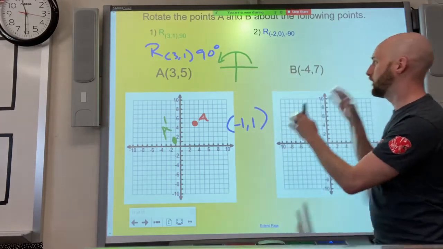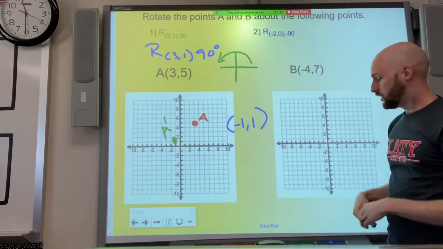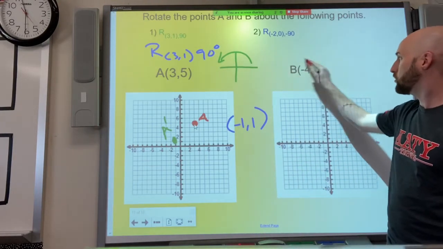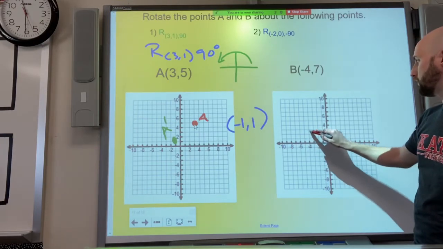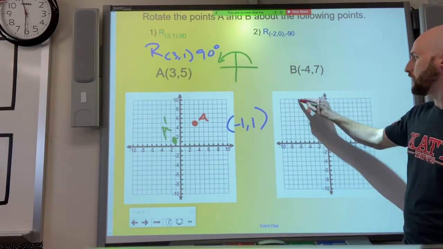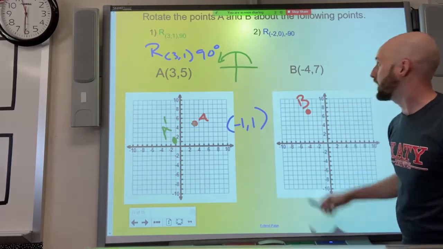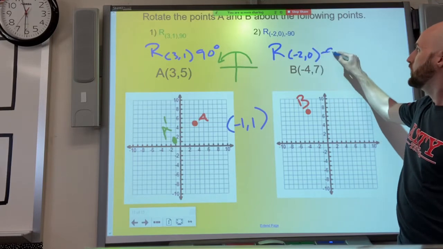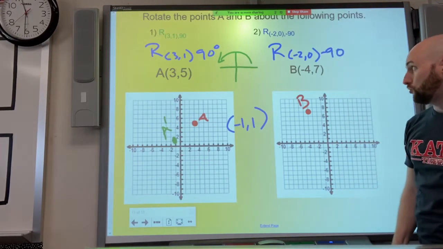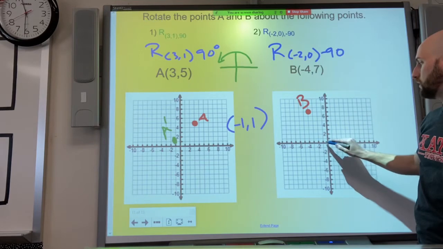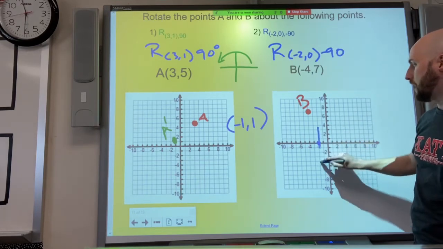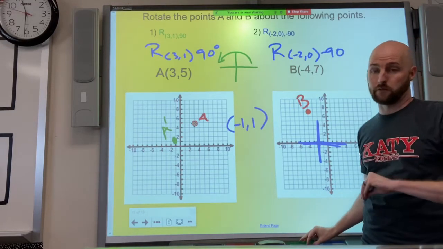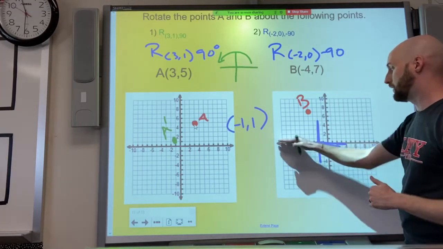Instead of just talking through that, let's go ahead and do a second example and show you those steps again. So this one, the point in question is at -4, up 7. That is my point B. And if you can't see what this says too well on the screen, it says rotate about the point -2, 0, -90 degrees. So I'm going to go to -2, 0. So -2, 0. And again, I sketched this as sort of my fake origin for just this step of the problem. So right now I'm ignoring the original origin.